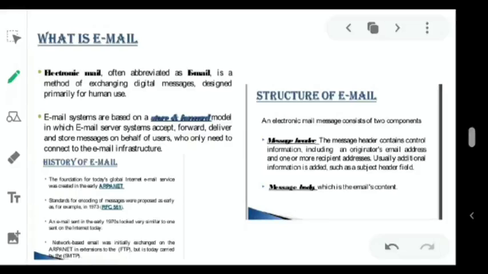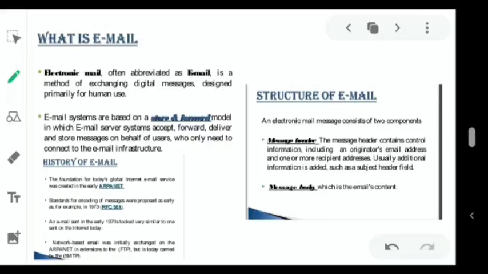Now the history of email, how it evolved. The foundation for today's global internet email services was created in the early ARPANET. The standards for encoding messages were processed as early as 1973. Email sent in the early 1970s looked very similar to one sent on the internet today. Network-based email was initially exchanged on the ARPANET in extension with FTP, but today it is carried by SMTP. SMTP and FTP are protocols, or you can say rules. We will come back to this in the next chapter, where we will discuss all the protocols.